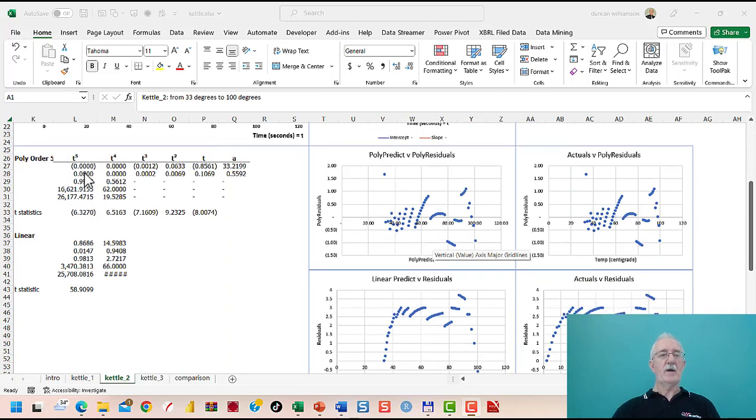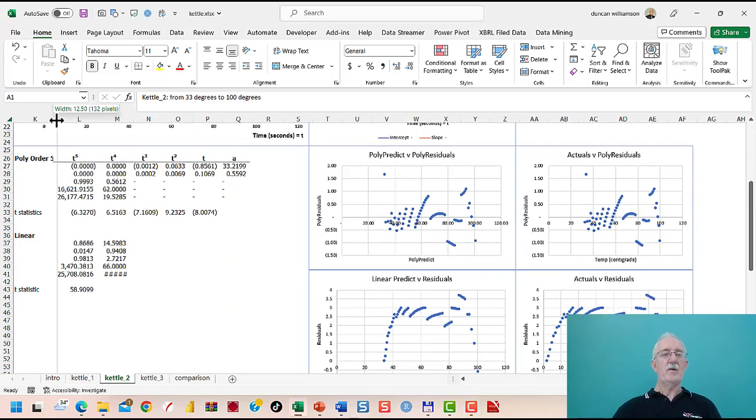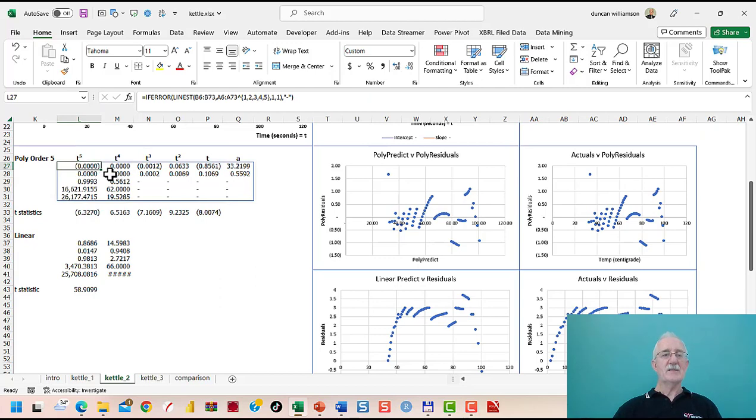And this one is polynomial order 5 using the LINEST function, which you can just about see there in the formula bar. All you do is y, x's, and then to the power of curly brackets, in this case 1, 2, 3, 4, 5. I also created the ordinary least squares LINEST function down there. And we can see the effect of that.